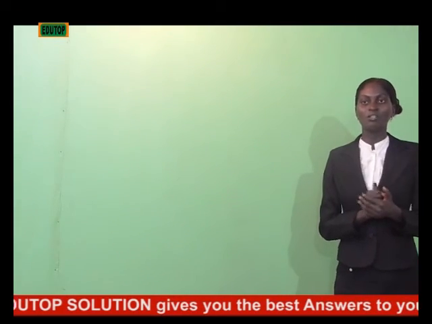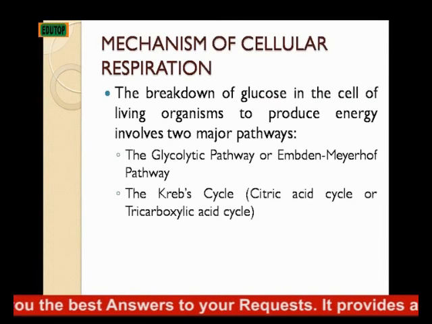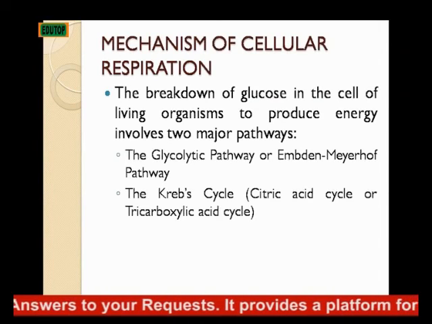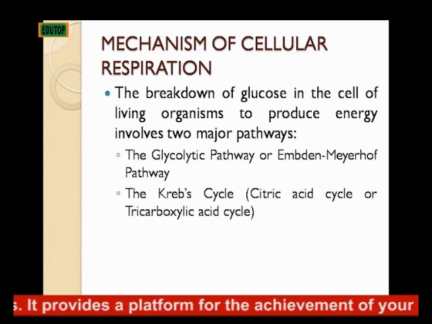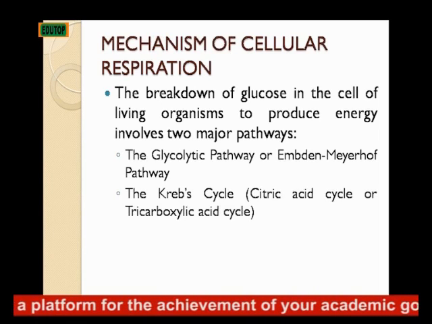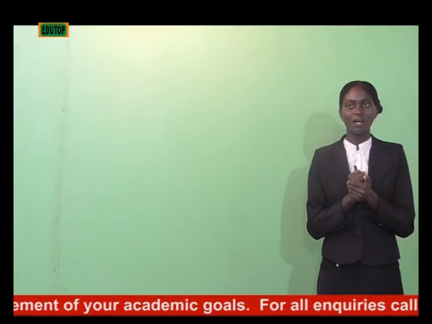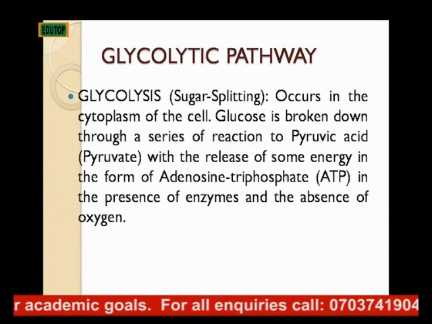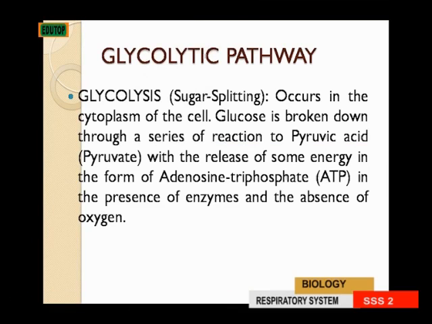Then the mechanism of cellular respiration. The breakdown of glucose in the cells of living organisms to produce energy involves 2 major pathways: the glycolytic pathway, or what is called the Embden-Meyerhof pathway, then the Krebs cycle, which is also known as the citric acid cycle or the tricarboxylic acid cycle. The glycolytic pathway involves what we call glycolysis, that is sugar splitting. This occurs in the cytoplasm of the cell. Glucose is broken down through a series of reactions to pyruvic acid.